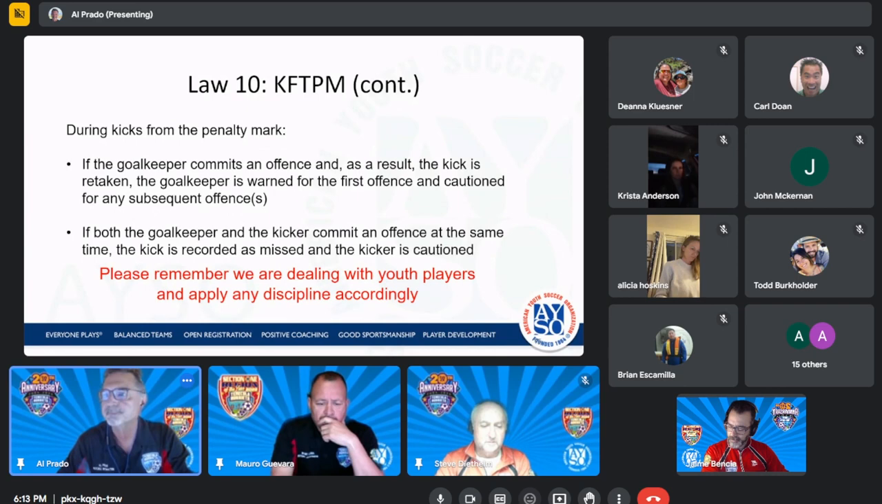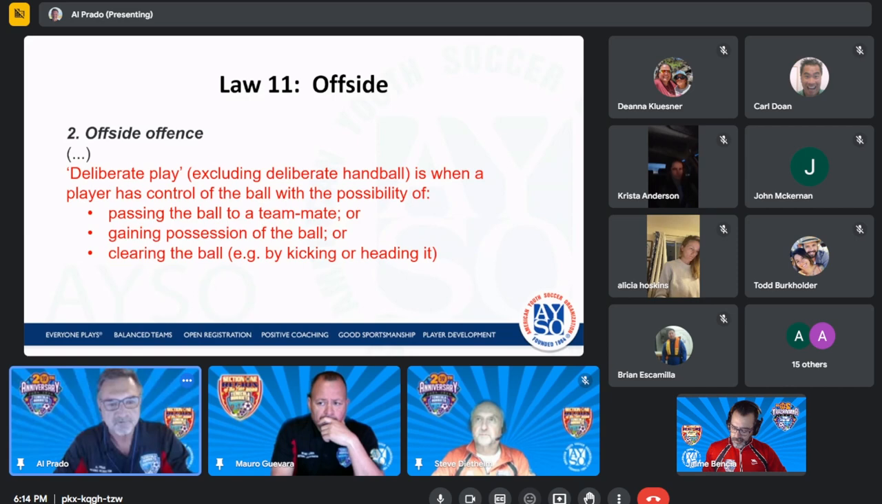Okay. This one here is an interesting one for offside. Deliberate play is when a player has control of the ball with the possibility of passing the ball, a teammate getting possession of the ball, or clearing the ball. So if you think they could have played the ball, consider that possession. And it negates the offside.